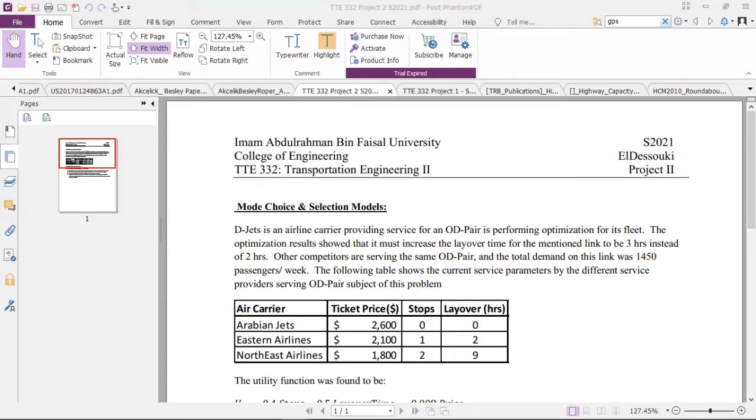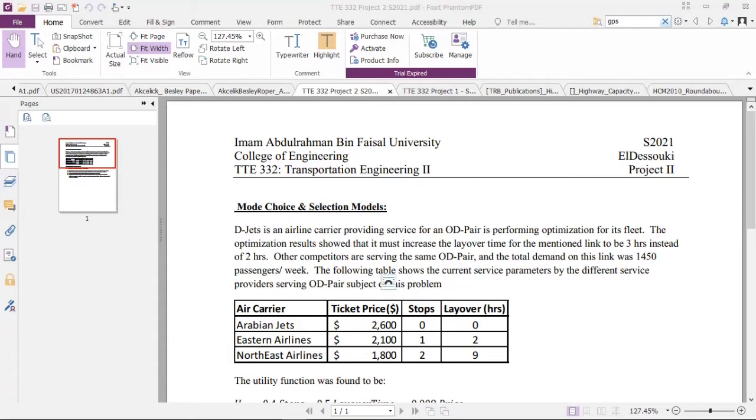Layover time is basically the waiting time for a connection flight. So here this company is studying what happens if it increases the layover time from 2 to 3 hours. There are other competitors serving the same origin destination pair, and the total demand on this link was estimated to be 1,450 passengers per week. The following table shows the current service parameters by the different service providers serving the same OD pair, the subject of this problem.